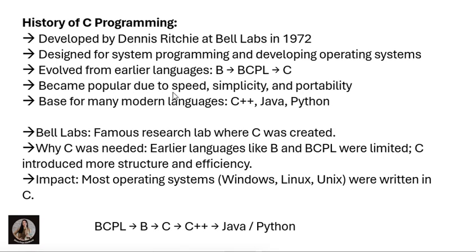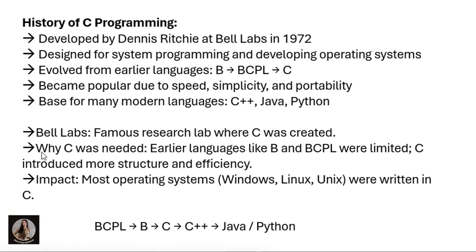It became popular due to speed. C programming became popular due to its speed and simplicity. It is a high-level language, so we can easily read, write and understand it. That's why it is very simple and portable. We can run the code on multiple computers. That's why it is portable. It is the base for many modern languages. C is the base language for C++, Java and Python, because based on C, they were developed.